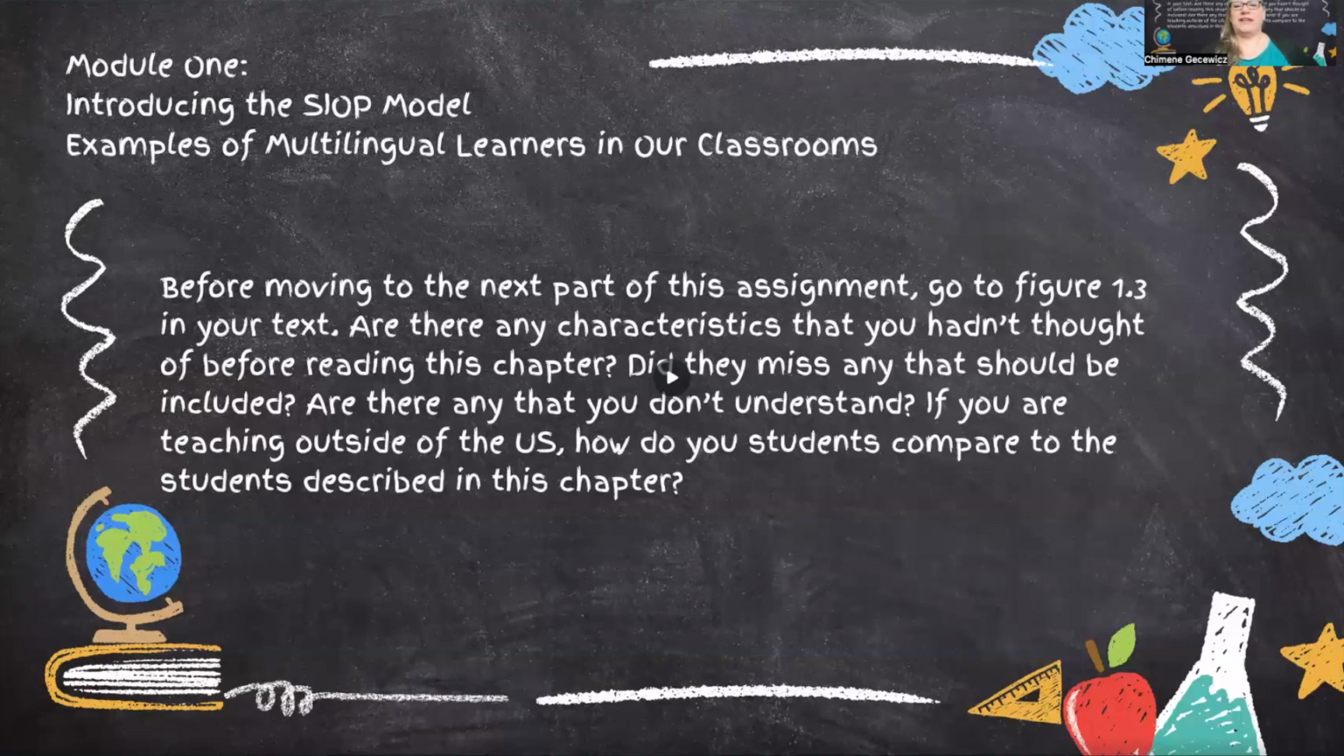So before we move on to the next part of this assignment, I want you to go to figure 1.3 in your text. Are there any characteristics that you hadn't thought about before reading this chapter? Did they miss any that should be included? Are there any that you don't understand? And if you are teaching outside of the United States, how do students compare to the students described in this chapter? Leave your thoughts before moving on to the next little bit of this module.